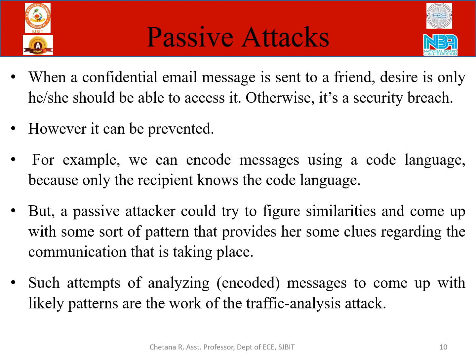This happens normally when two people are in conversation. Another example of a passive attack is when a confidential email message is sent to a friend. The desire is that only he or she should be able to access it. Otherwise, it is a security breach. So, release of message contents. Whatever information you have, you should only be having between two people. If it is going to a third person, it is called release of message contents.